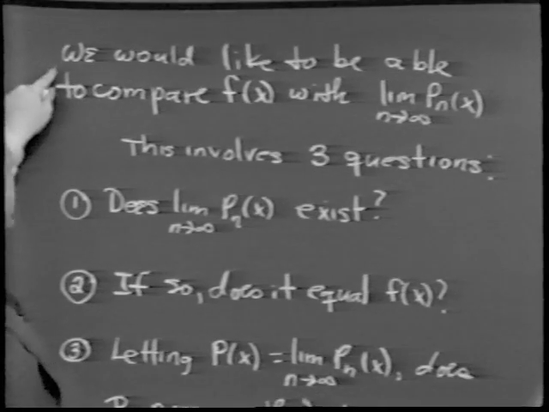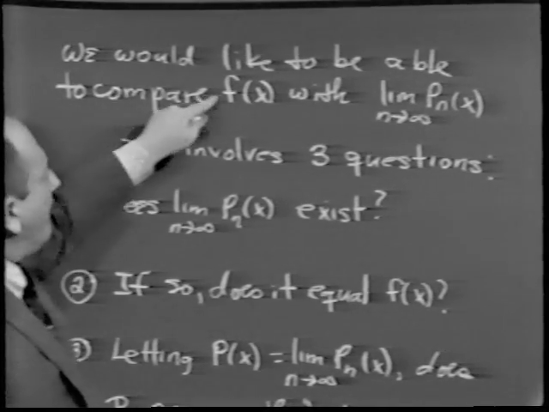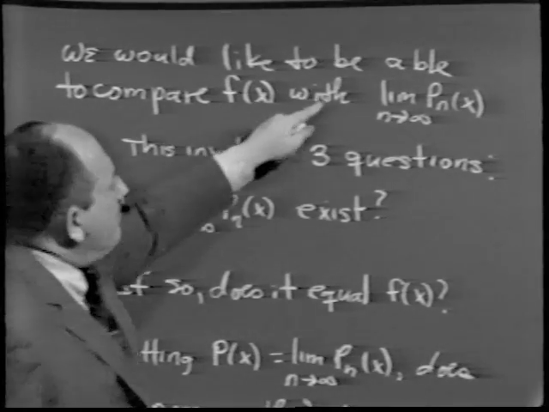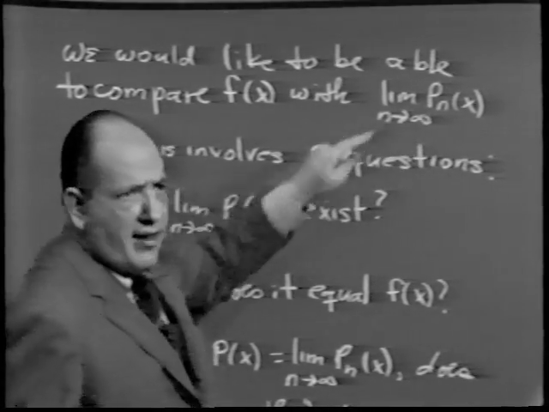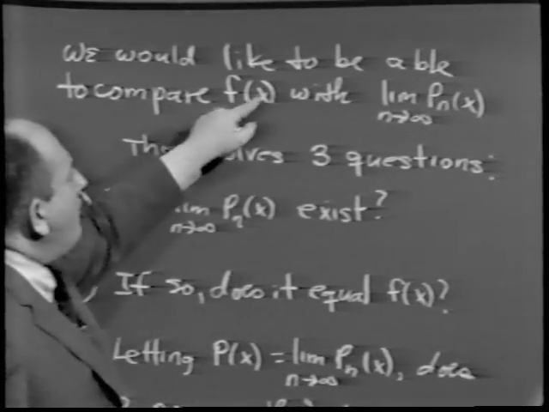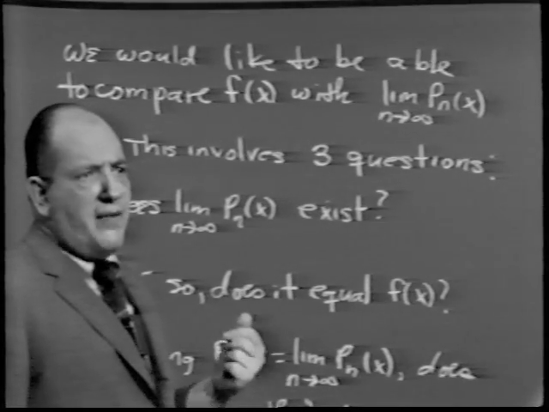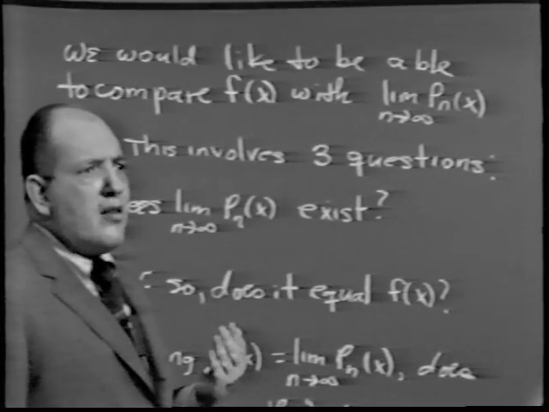In other words, what we would like to do is to be able to compare, or better still, to study f of x by comparing it with the limit of Pn of x as n goes to infinity. In other words, what we hope will happen is that f of x looks like P sub n of x for large values of n. Now, we don't know whether this is going to happen.